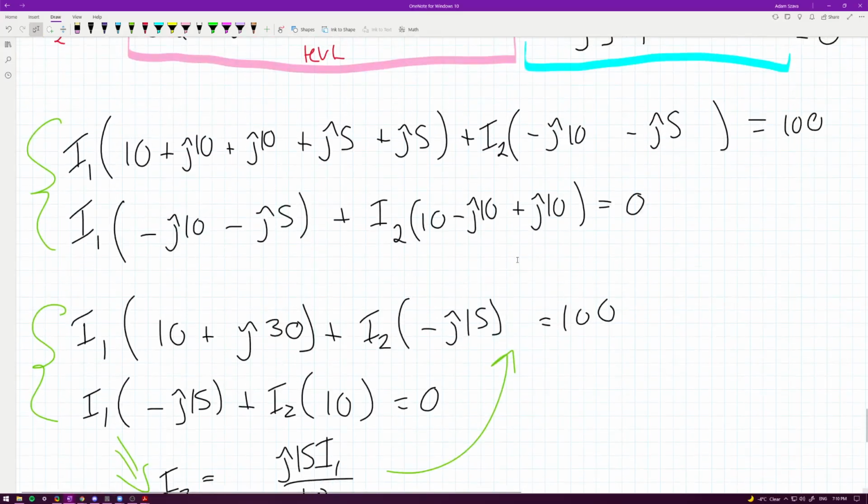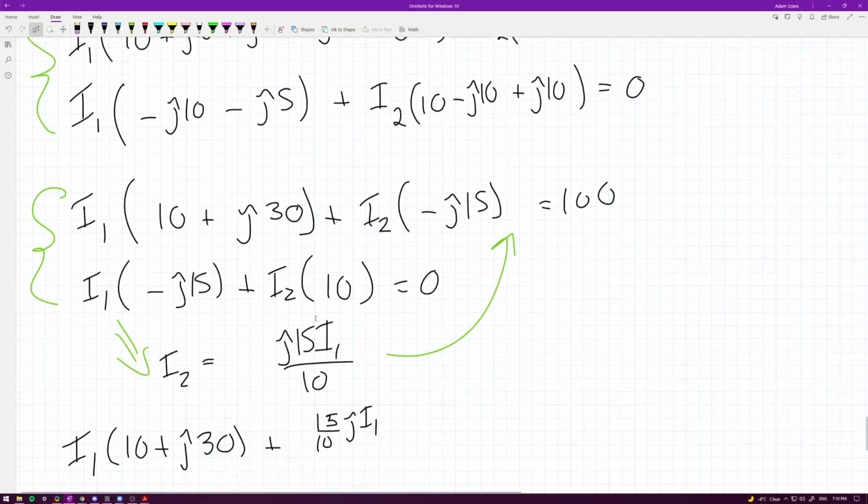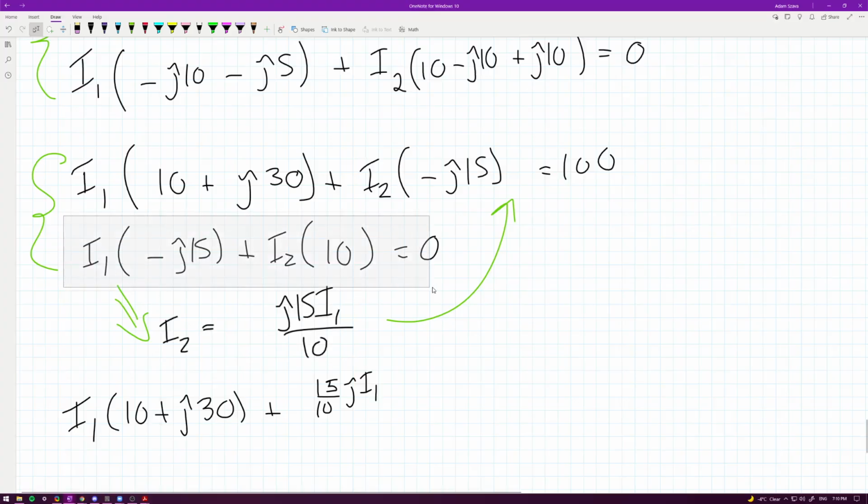How did I get the second equation? Where did I get this I2 equation? Yeah, I just rearranged this. I rearranged this into I2. Just give it a try. Just rearrange this into I2, and you get that for I2. So I rearranged that. Hopefully that makes sense.